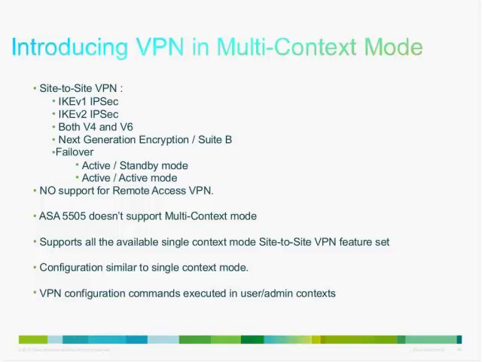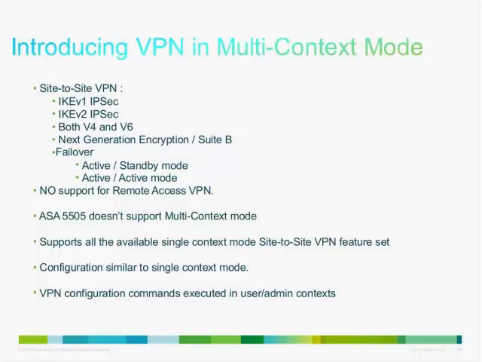Firstly, the feature that everyone was looking for, right? VPN in multi-context mode. As all of you probably know, multi-context is primarily used to divide a single hardware into multiple virtualized contexts or sections, each having its own set of policies, set of routing tables, and so forth. Till the ASA 9.x release, there was no support for VPN at all.